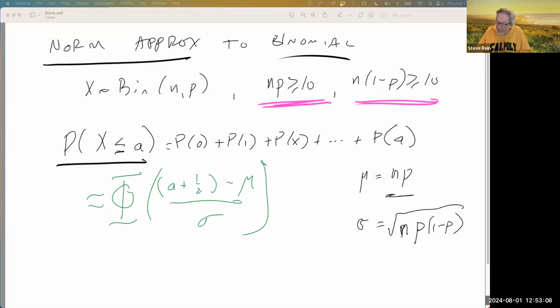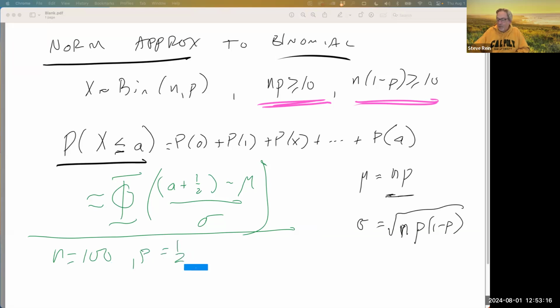So if n is 100, and if it's a fair coin, the chance of a head is 1/2. What is the probability that X is less than or equal to 43 heads in 100 flips of the coin?